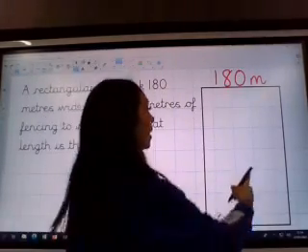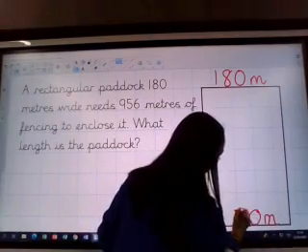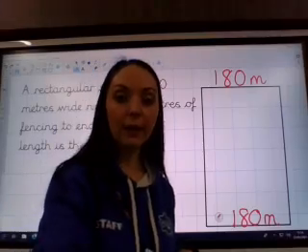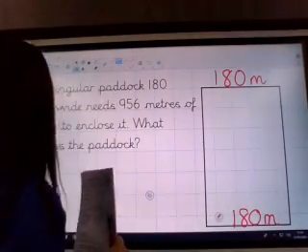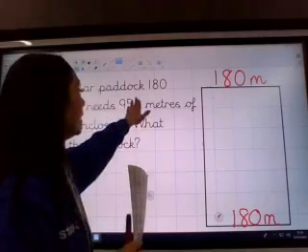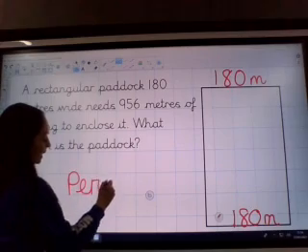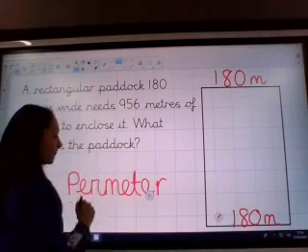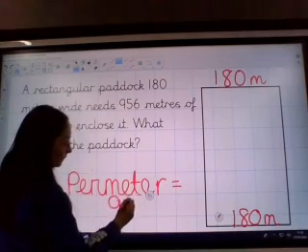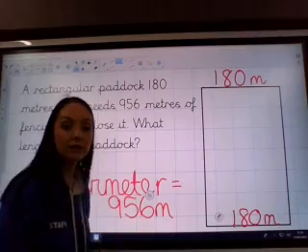Now, in a rectangle, I know that if that side is 180, that side is 180. Okay, we know that about rectangles, don't we? That opposite sides are equal. So it says it needs 956 metres of fencing. So that just means the fence has to go all the way round, but the perimeter is 956 metres.